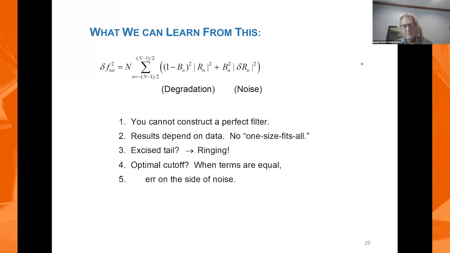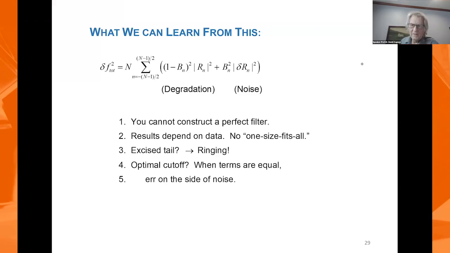On the other hand, you can determine what your optimum cutoff is going to be, and that is when those two terms are equal. As you increase the n, the degradation term is essentially going down exponentially. That's typical of the Fourier coefficients of the spectra that we look at. And the noise, of course, is constant. It's white noise. And so when the two terms become equal, that's what you set for the extent of your filter. Gauss-Hermite can do that.